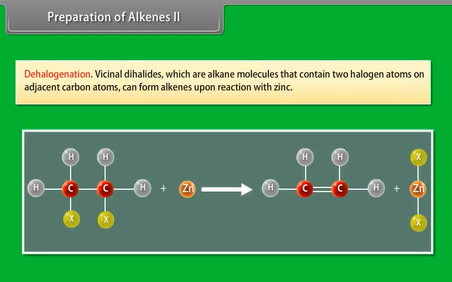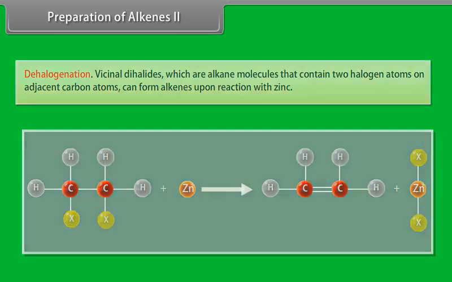Dehalogenation. Vicinal dihalides, which are alkane molecules that contain 2 halogen atoms on adjacent carbon atoms, can form alkenes upon reaction with zinc. From alkynes.